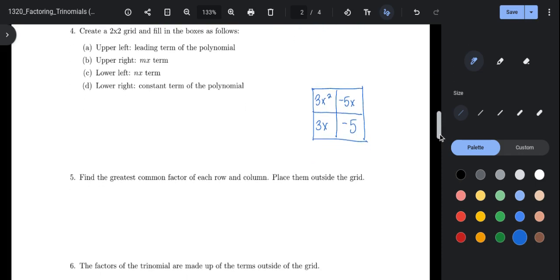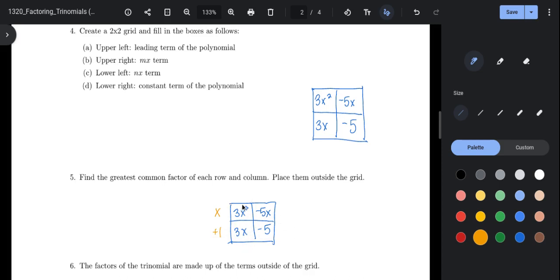So now we've done everything in step 4. Step 5 tells us that we're going to find the greatest common factor for each row and column of our box and place them outside of the grid. So let me redraw my box here really quickly. So we had 3x squared, negative 5x, 3x, and negative 5. And now we're finding the greatest common factors for each row and column. So we'll do the rows first. 3x squared and negative 5x have a greatest common factor of x that evenly divides both of these terms. 3x and negative 5, the greatest common factor that they share is a positive 1.